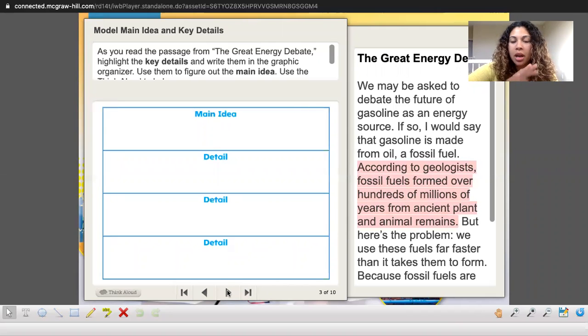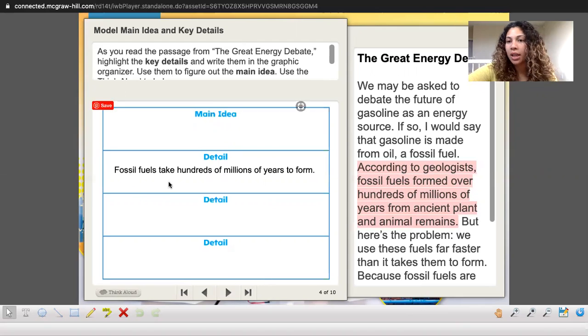And the first important thing I hear about fossil fuels is that they're formed over hundreds of millions of years from ancient plant and animal remains. So immediately I'm hearing this takes forever to create. And that's my first detail. Notice I didn't write it word for word. I just paraphrased. Fossil fuels take hundreds of millions of years to form. That is something that none of us in our lifetime are going to be able to witness from beginning to end because nobody's living for hundreds of millions of years.